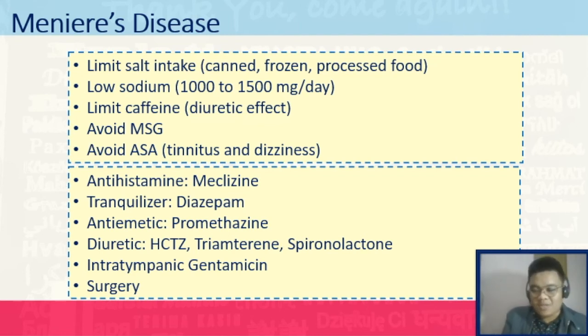Limit caffeine, because your caffeine, class, would have a diuretic effect. And in this case, we are giving diuretics also to your patient. Okay? Avoid monosodium glutamate, your bitsin. Avoid acetylsalicylic acid because it would manifest as tinnitus and dizziness whenever there is toxicity.